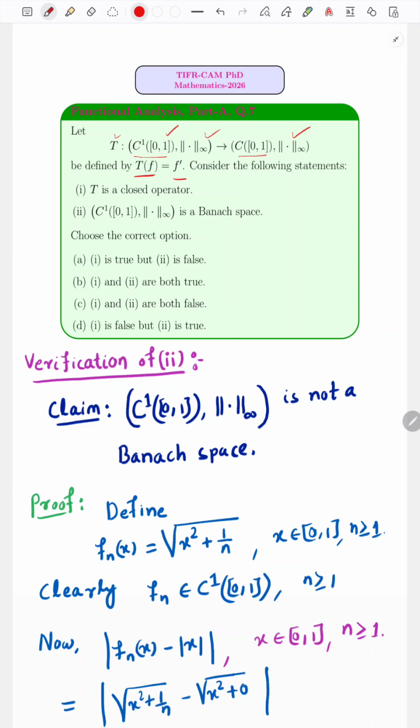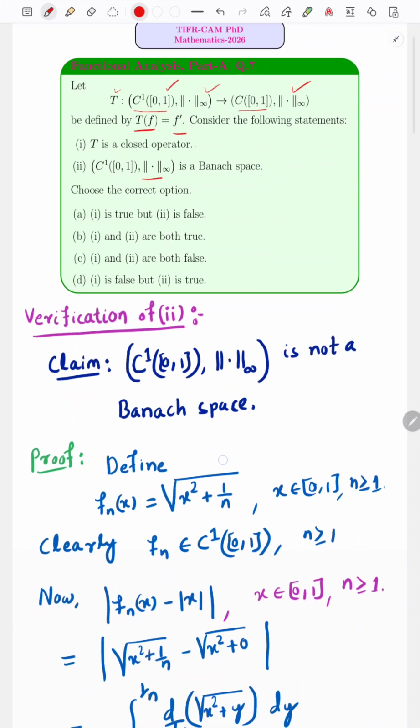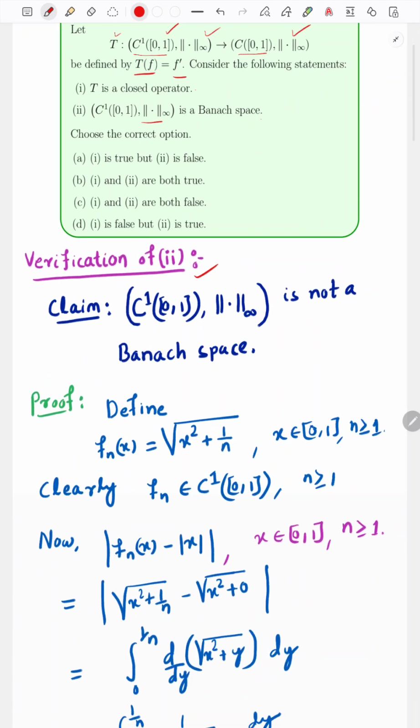In this question we have to check what? We have to check whether this operator T is closed or not. In the second option we have to check whether this space C¹[0,1] associated with this supremum norm is a Banach space or not. We have to check these two things. Okay, first we will verify option 2, then we will move to verify option 1. Okay, first we will verify option 2.